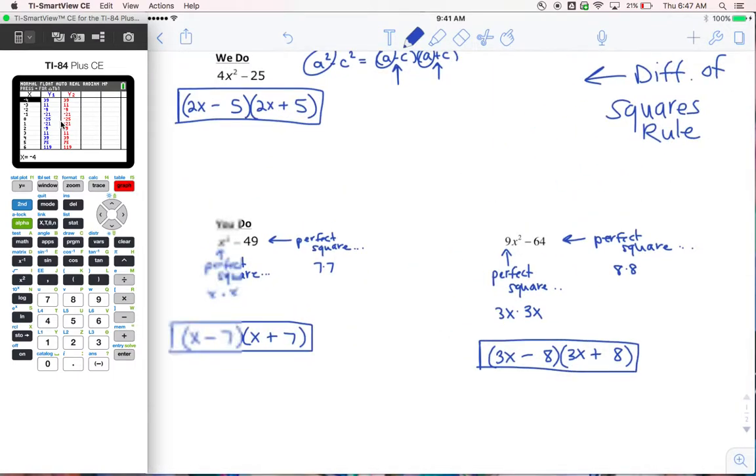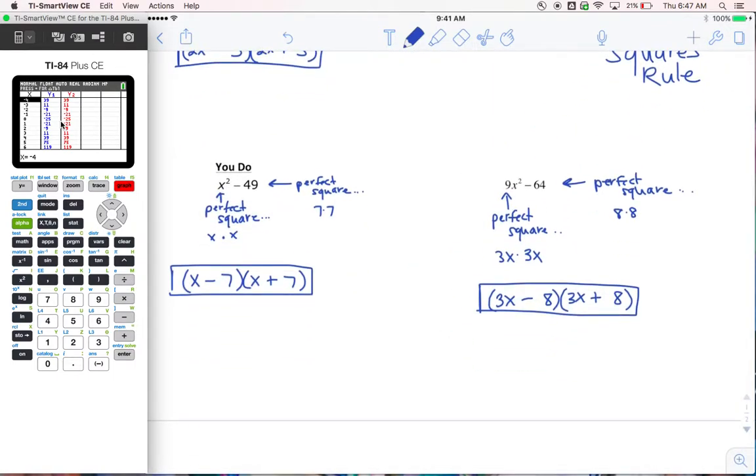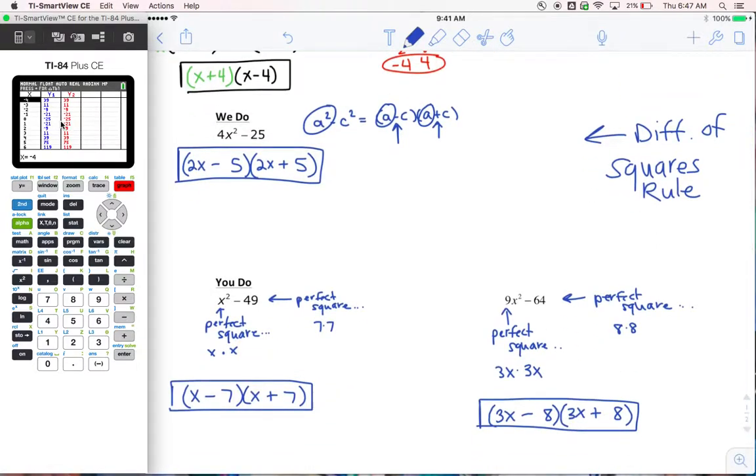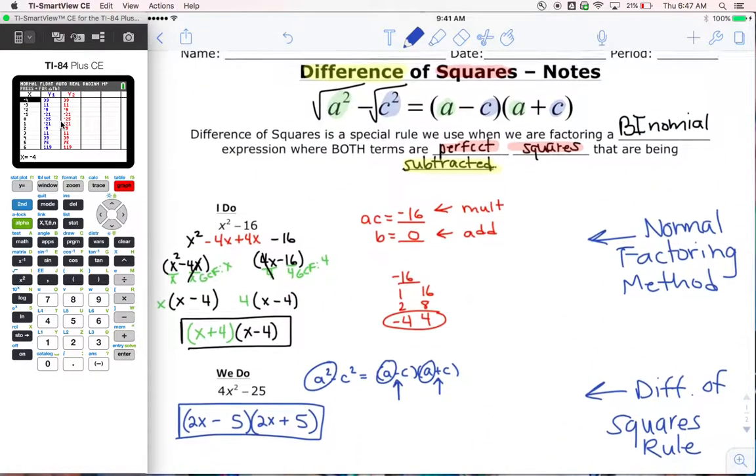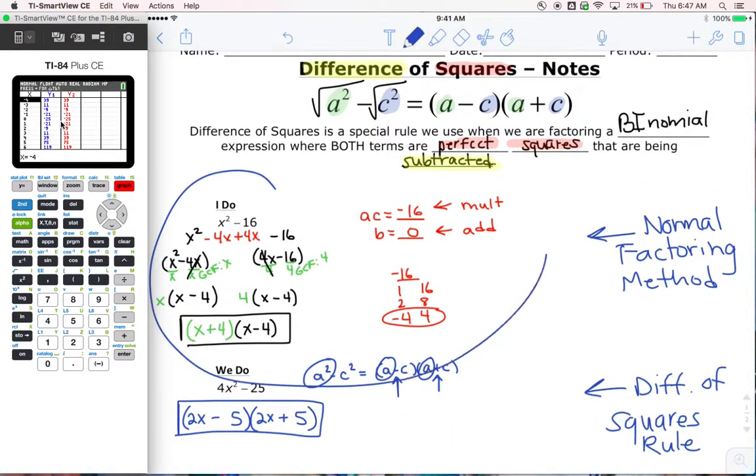One more time, I can't say it enough, this does not always work, y'all. It only works if you've got the difference of squares, two perfect squares being subtracted. Okay? If you can remember that this is a rule, then it makes your life real easy when you have this case because it kind of cuts down on all this long work that we usually do.